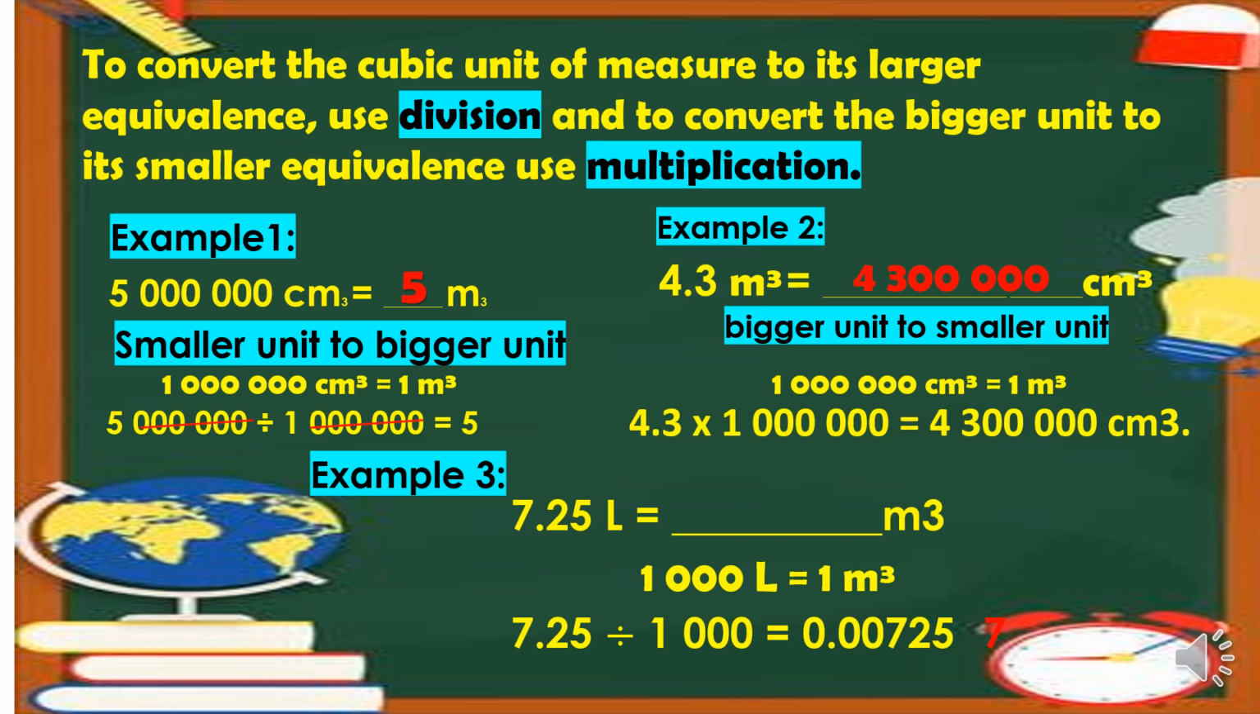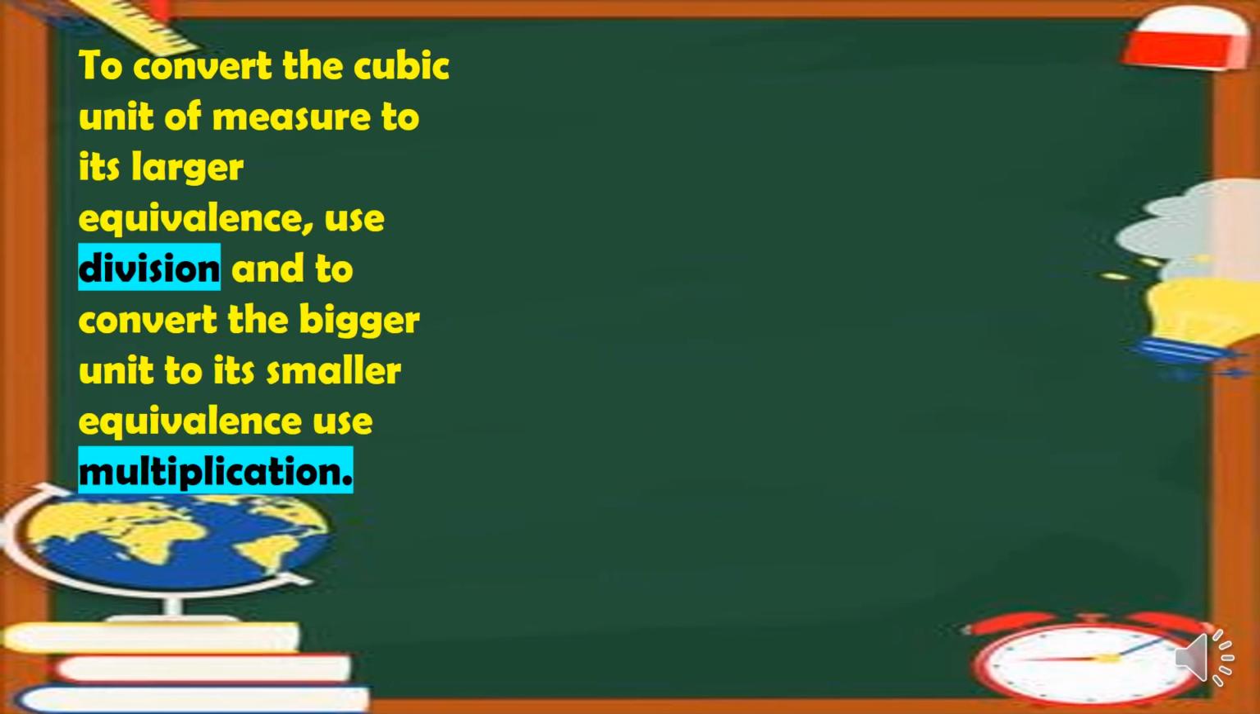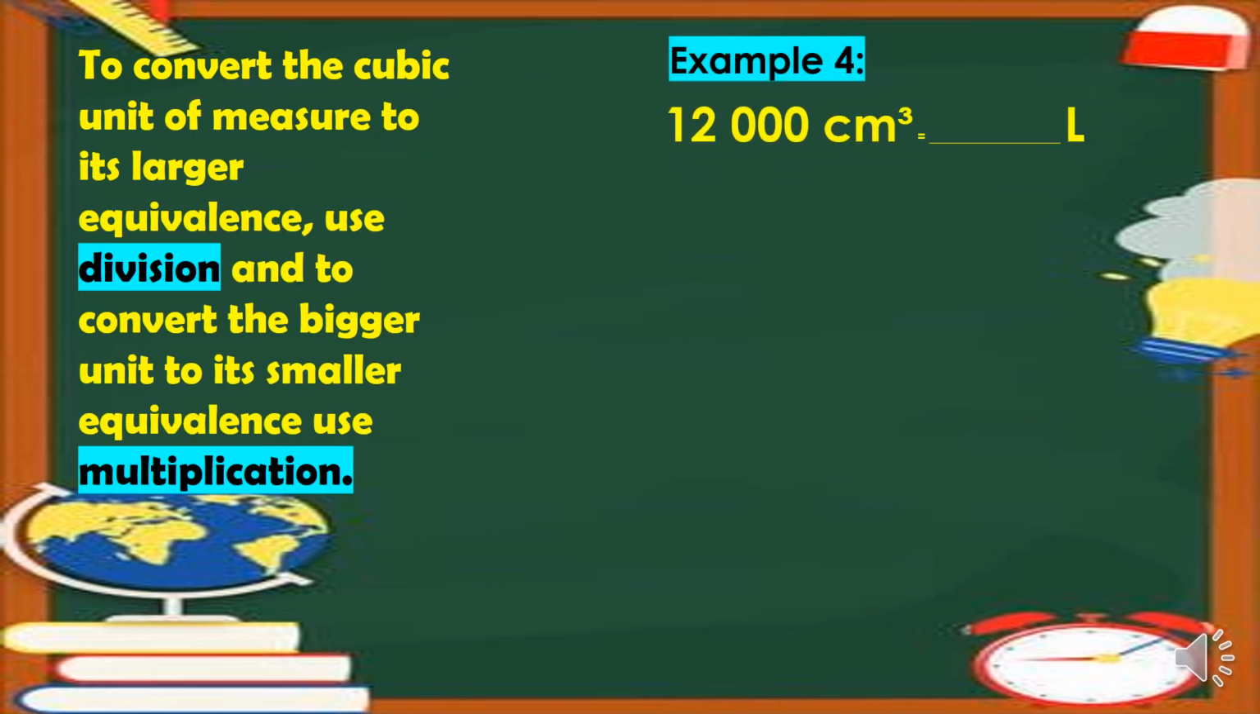So 7.25 divided by 1,000, that is equivalent to 0.00725. Okay, so that means 7.25 liters is equivalent to 0.00725 cubic meter.